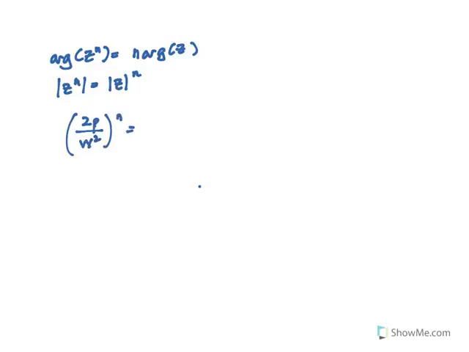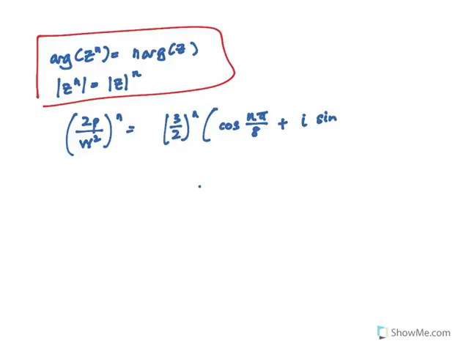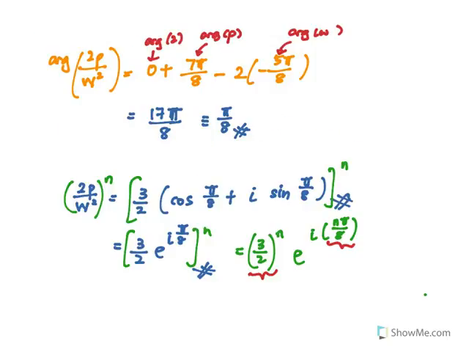Here, this is nothing but (3/2)^n. I'm going to write it in polar form, right? It's just equal to cosine n pi over 8 plus i sine n pi over 8. I hope you can get this part. This is actually, again, nothing but using these two formulas. So this portion comes from this portion. I just basically put this in polar form.